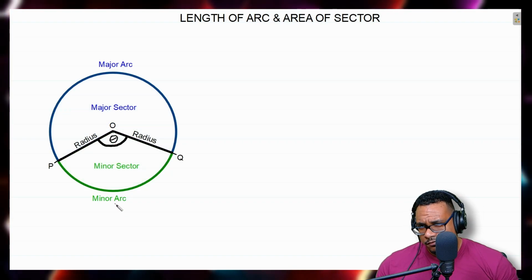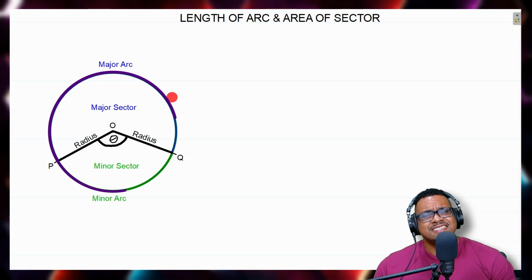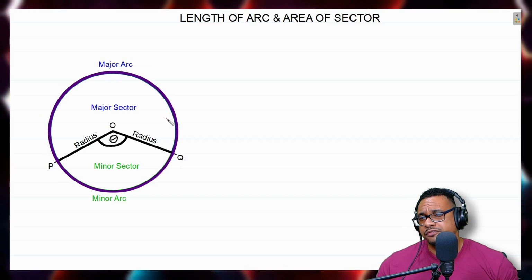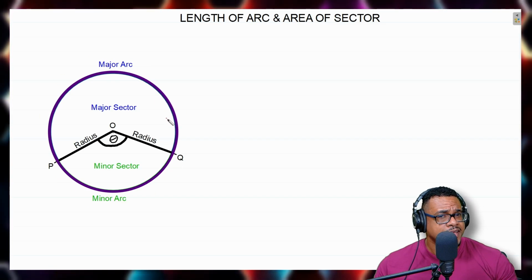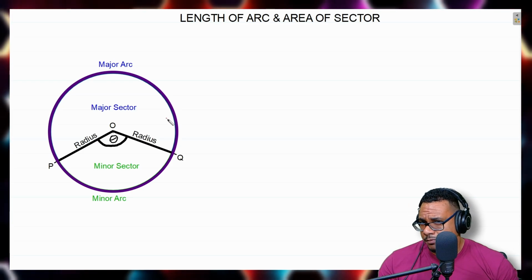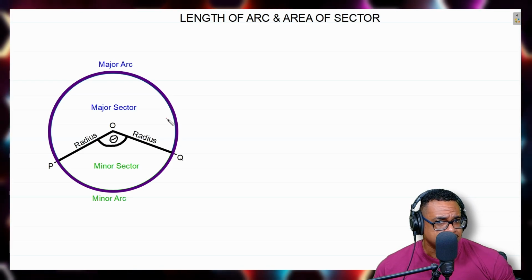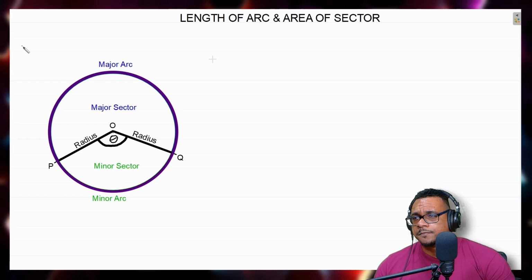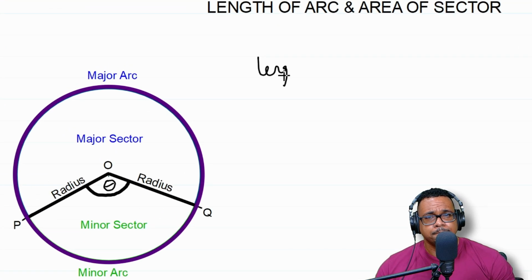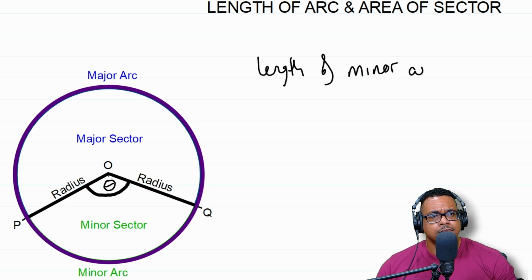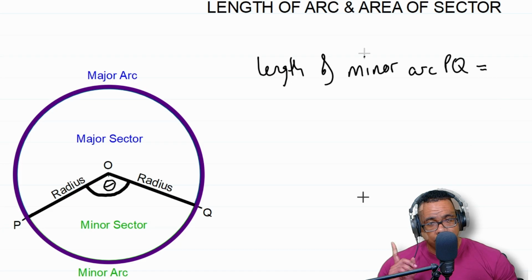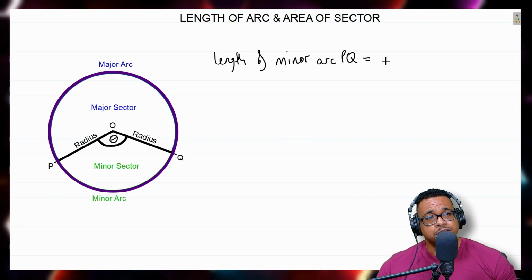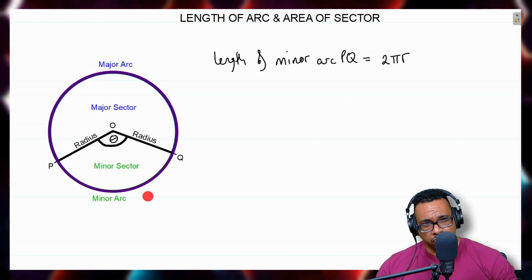Now, if you think about it, the circumference is the entire distance around the circle. And we know the formula for the circumference of a circle is 2 pi r, which is 2 multiplied by pi multiplied by radius, or pi multiplied by diameter. We'll use the 2 pi r formula. So I'm going to put length of arc, and I'll put minor arc PQ is equal to, and I'm going to put down the circumference of a circle, which is 2 pi r. So that's the entire distance around the circle.